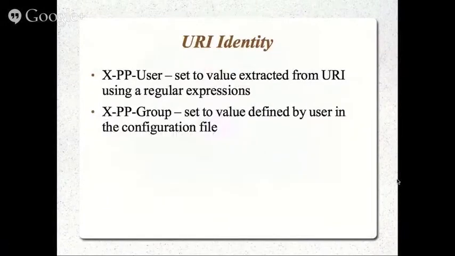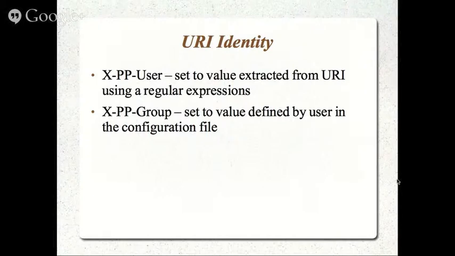So last one in this identity filter list is URI identity. This one allows you to pull out information out of the URI and set that for XPP user. One common use case here is with a lot of our OpenStack APIs, there's the tenant ID inside of the URI, and so they've set up regexes to be able to pull out that tenant ID and then be able to use that for rate limiting.